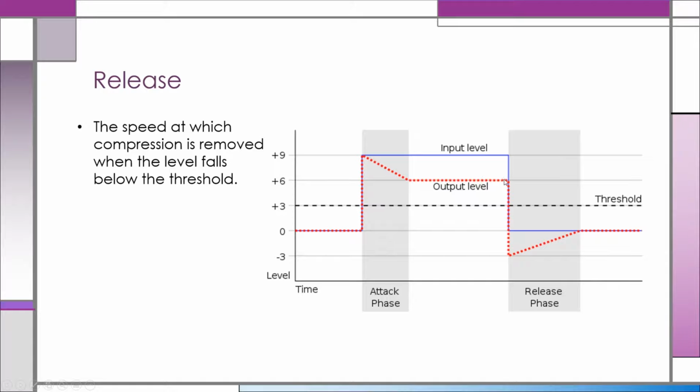That goes on for a bit, and then our signal drops below our threshold, right? Again, blue line is our original signal. So it drops below our threshold, compression is still being applied at this point, and then the release is how long it takes for compression to not be applied anymore. So attack and release, yin and yang, basic opposites of one another.